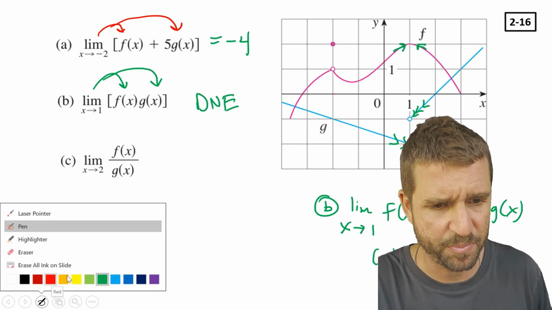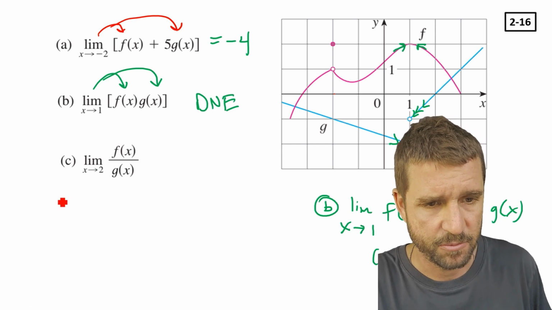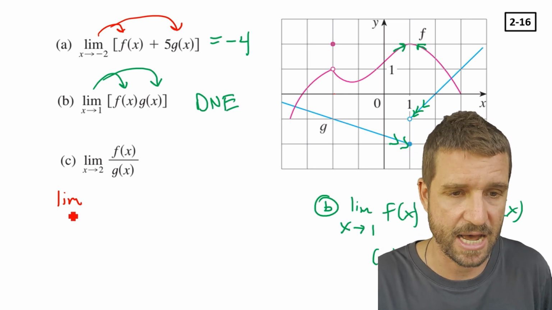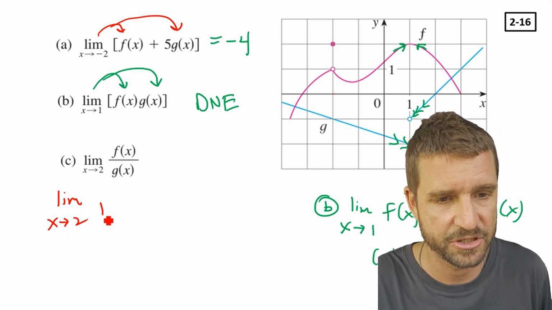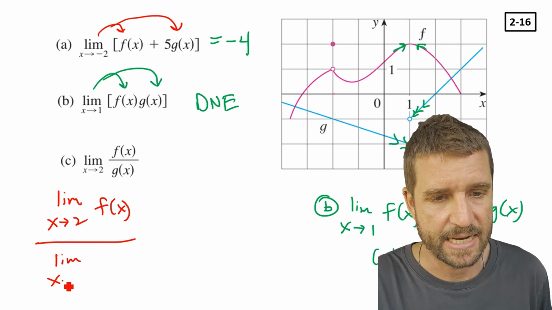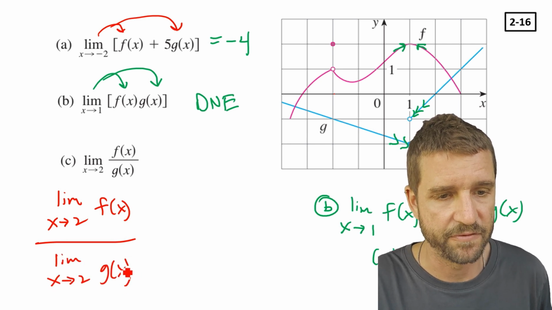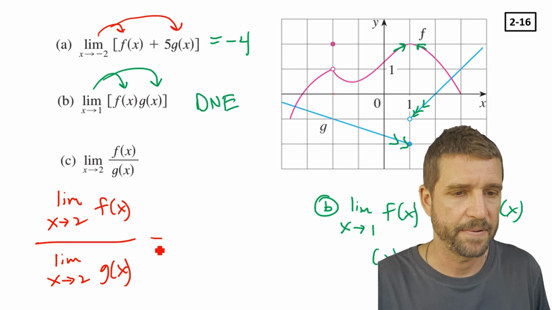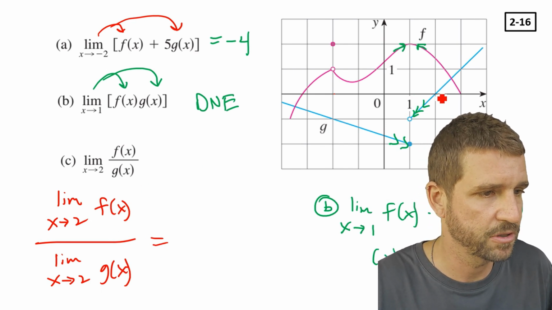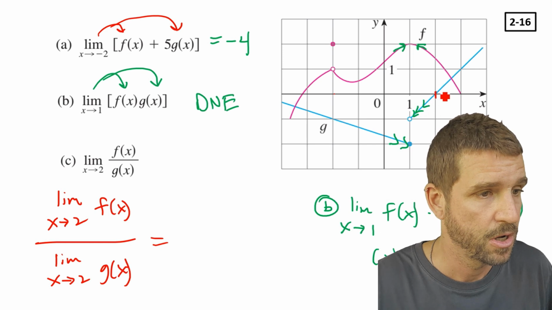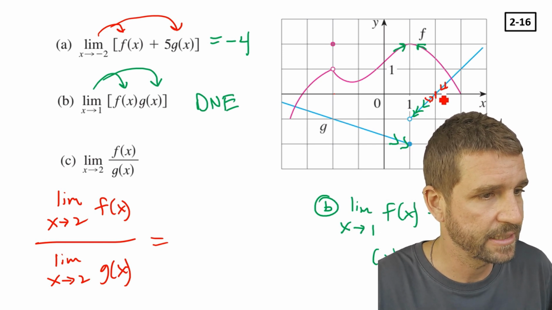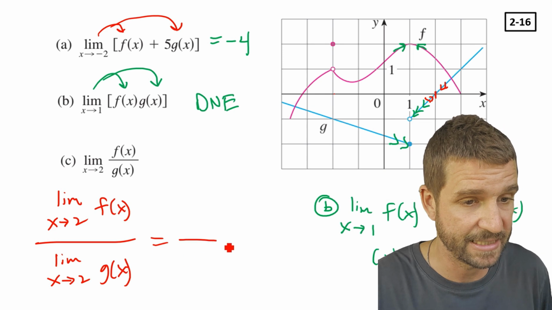So when I compute part C, I'm going to do the limit. I distribute, of course, the limit to the top and bottom. So the limit as x approaches 2 of f of x divided by the limit as x approaches 2 of g of x. Okay, so let's plug these in. Here's my 2. The limit as x approaches 2 of g of x is this blue. So it looks like the limit as x approaches 2 of g of x is 0.